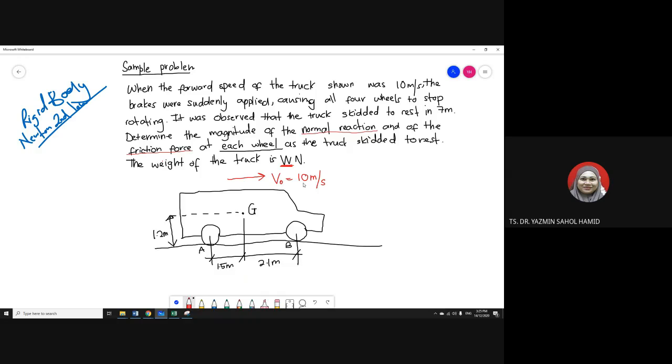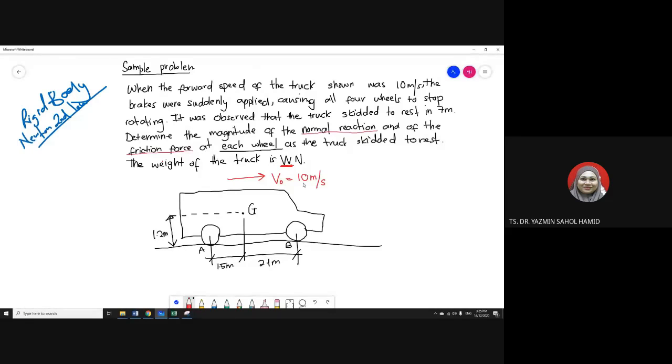So bila ada brake applied, apa jadi? You macam ada tertolak ke belakang sikit, betul tak? Pernah bawa kereta tak? Bila you suddenly apply a brake, you akan decelerate. Instead of accelerating forward, kemungkinan you akan decelerate ke belakang sedikit. So, causing all four wheels to stop rotating. Asalnya dia tengah rotating bergerak dalam bentuk translation. Lepas tu, apa yang berlaku? The brakes were applied, so it stopped rotating.